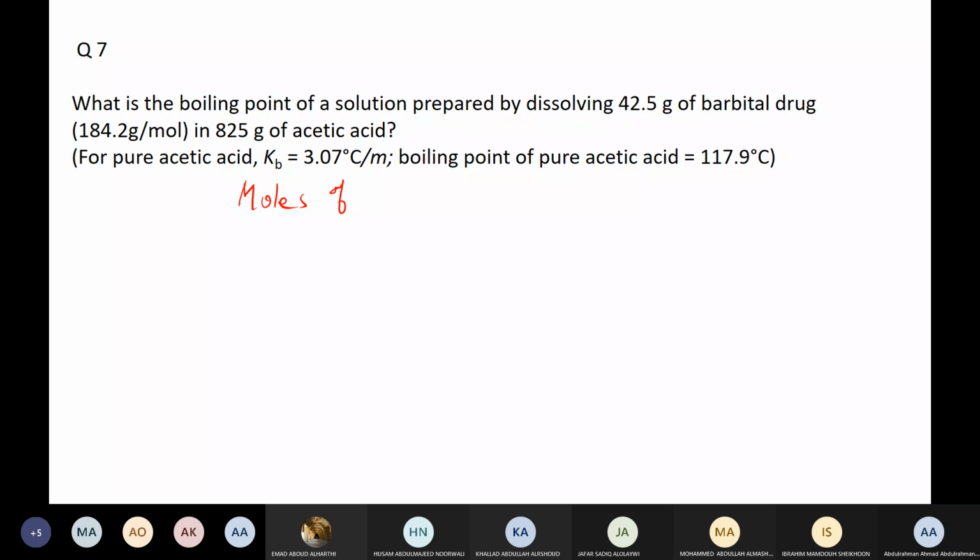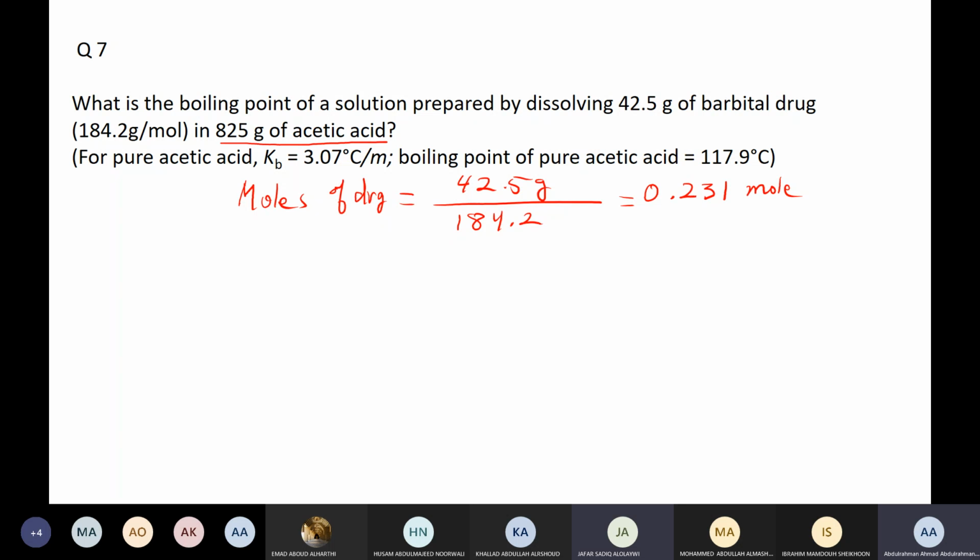Moles of what? The drug. How many moles of drug? I should divide 42.5 by what? 184.2. Exactly. And I need an answer. 0.231 mole. I hope, as I said, other students are checking. Yes, I get the same answer. Good, in 125 gram acetic acid.